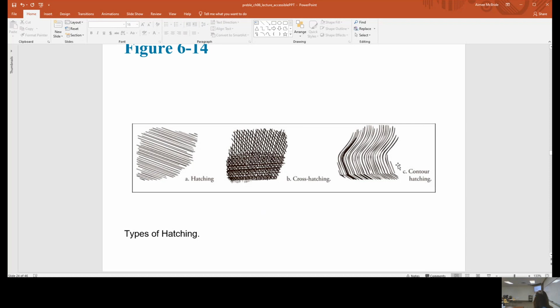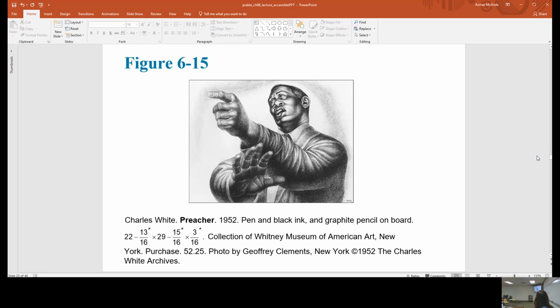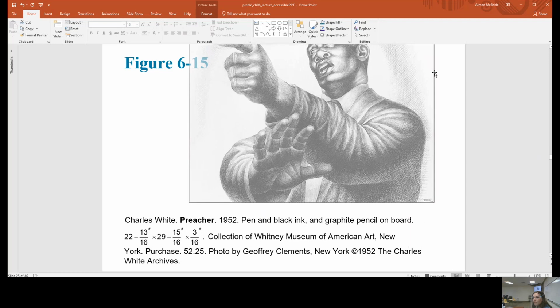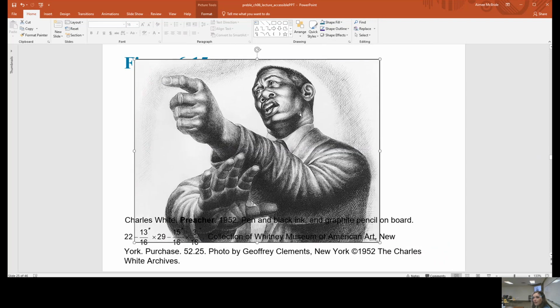And of course, here's your more clear examples of hatching, cross hatching, and contour hatching. And here is an example of an artist who made use of all 3 of those in these dark areas. Charles White used cross hatching. You can kind of see it breaking out here. I'll make this a little bit bigger for my people in the back. You can see really loose cross hatching up here. There's contour hatching that's been used on the shoulders as well as his face. And of course, basic hatching you can see right here in his fingertips.